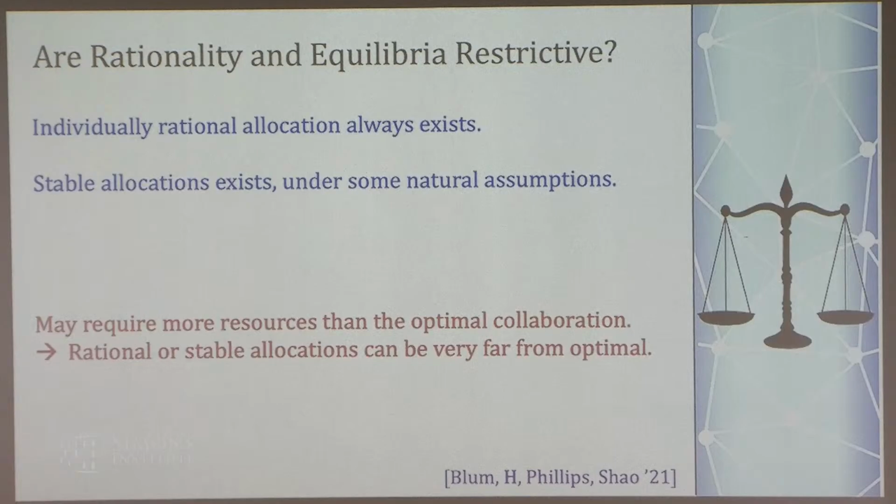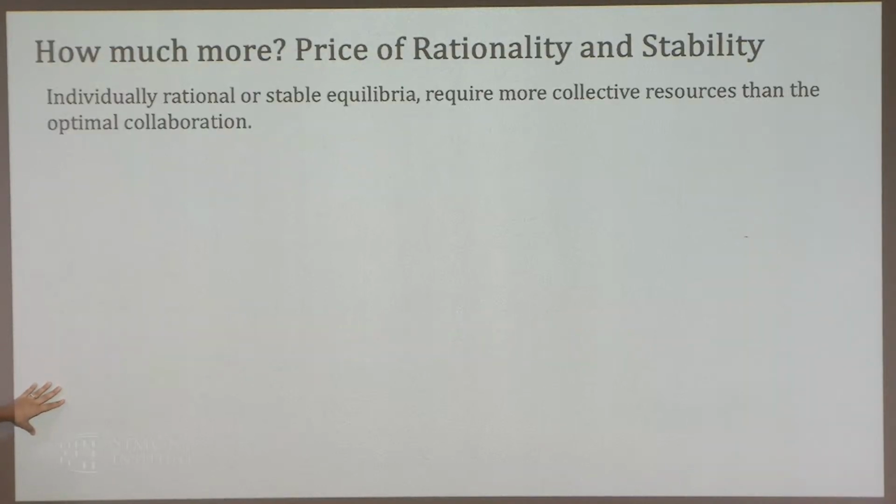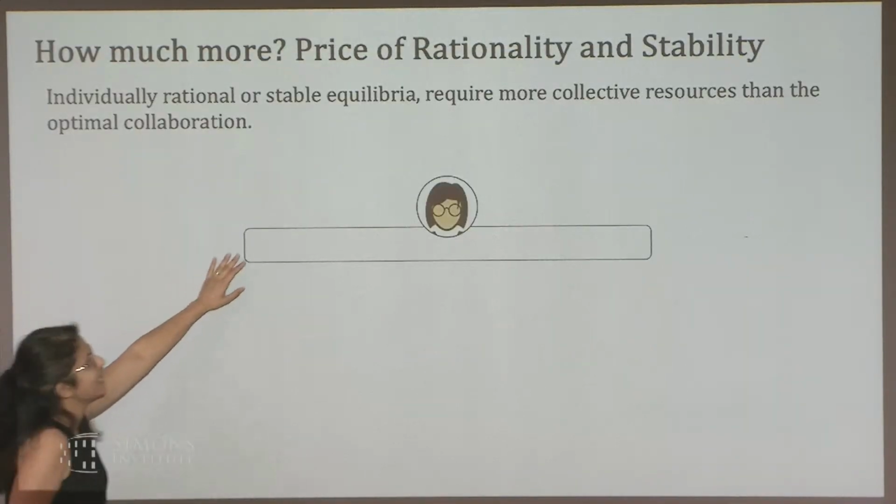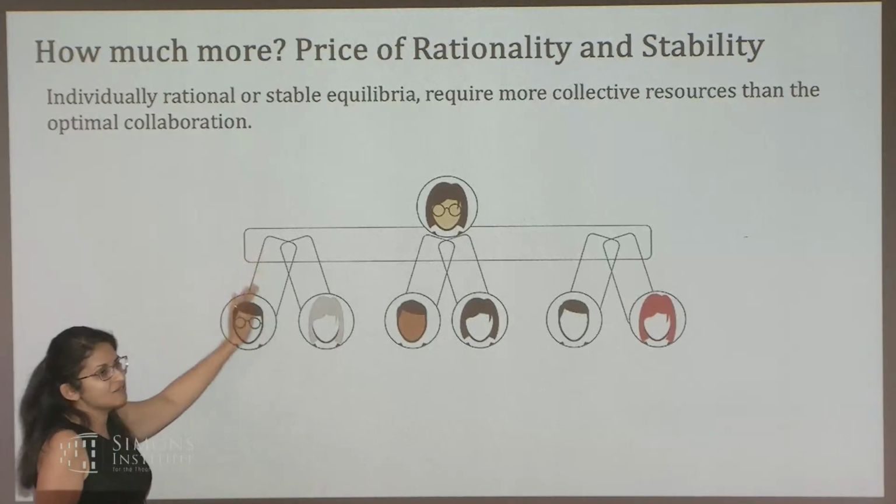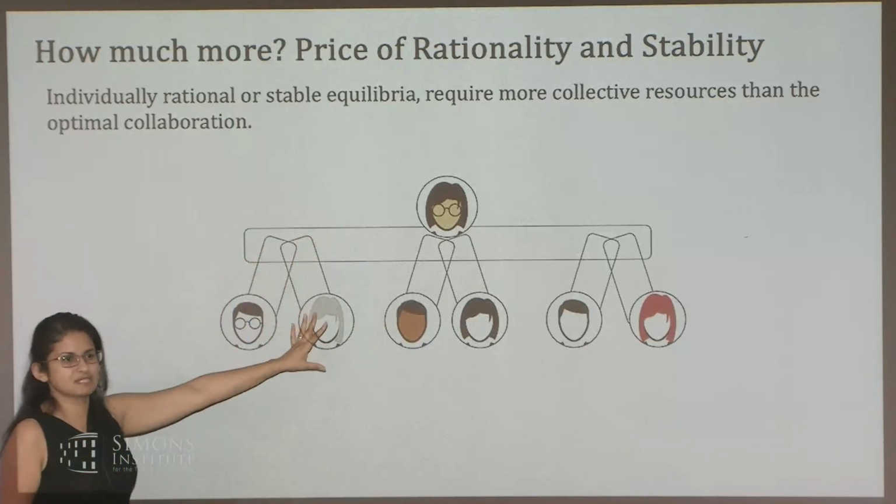What I want you to take away here is that these things always exist. I can always come up with a way to ensure rationality, and most of the time I can ensure stability, but they do require a lot more resources. One way to think about this is to imagine a task that's so generic that every other task is almost a subset of it, but slightly different.